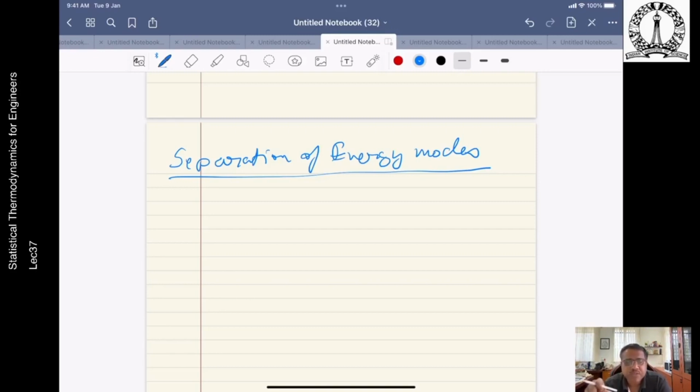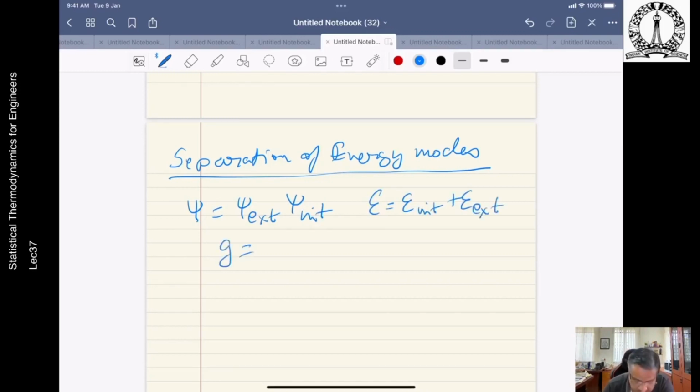Okay, so we would write that external into internal. Energy was of course internal plus external, right? And g, which is the degeneracy, is external into internal. Okay, these were all independent of each other, right? So we converted this by considering a coordinate system using the molecule's center of mass in this particular case, and we considered a full separation of the energy.